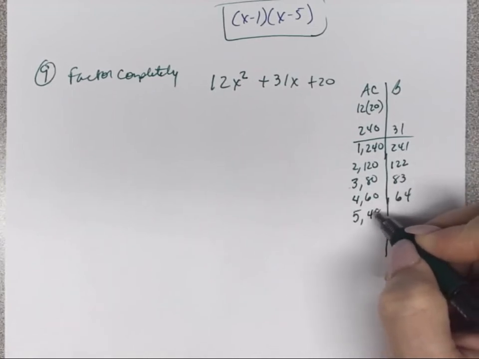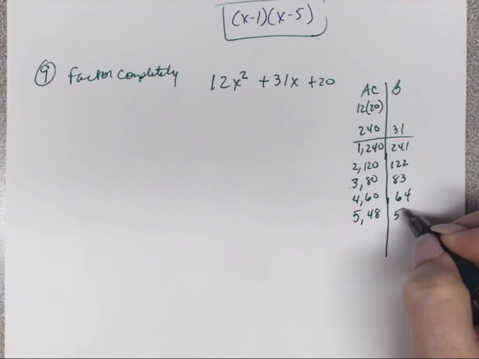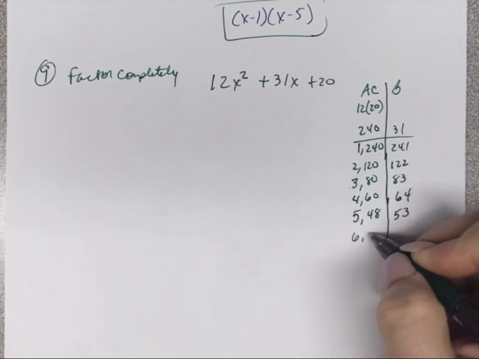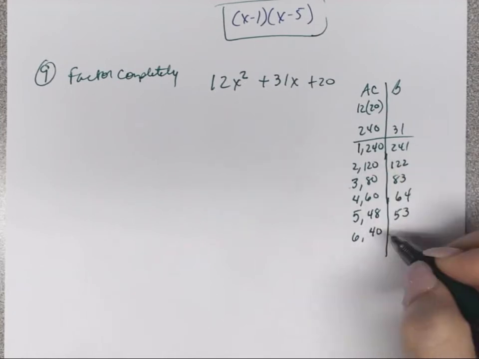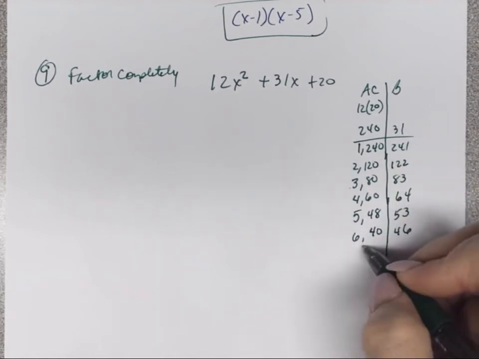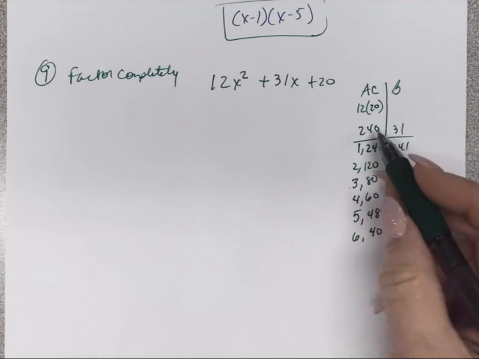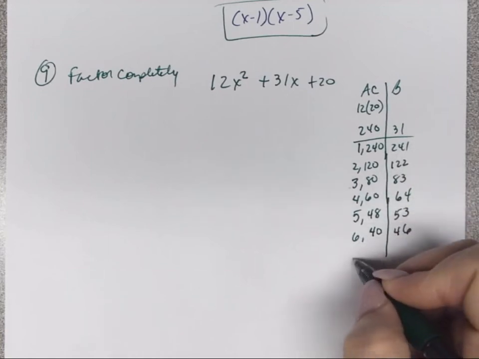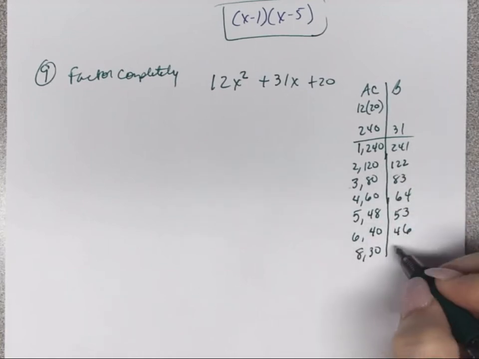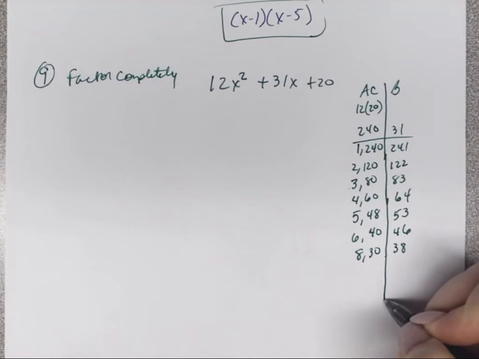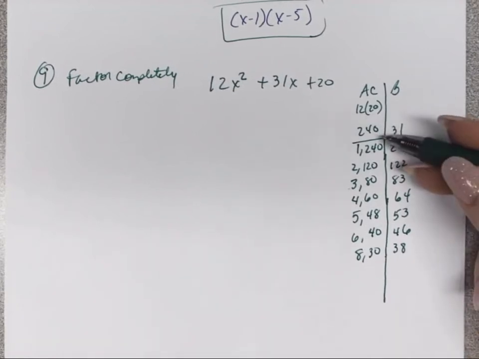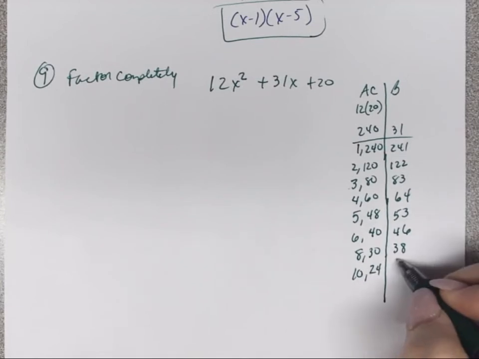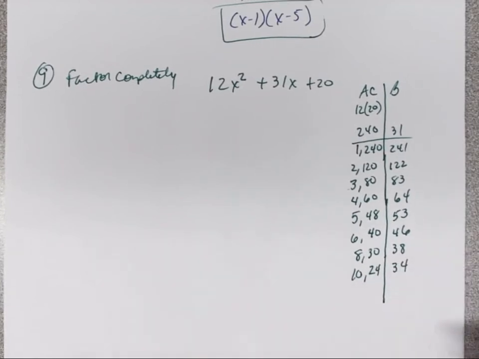5 times 48 is 240. When we add, we get to 53. So we're slowly going down. 6 times 40 is 240. When we add it, we get to 46. It won't divide by 7, and I can check that on my calculator. I can take 240 divided by 7. It will divide by 8. 8 times 30 is 240, gets us 38. We're getting closer. It won't divide by 9, but it will divide by 10. 10 times 24 is 240, and when we add that, we get 34.